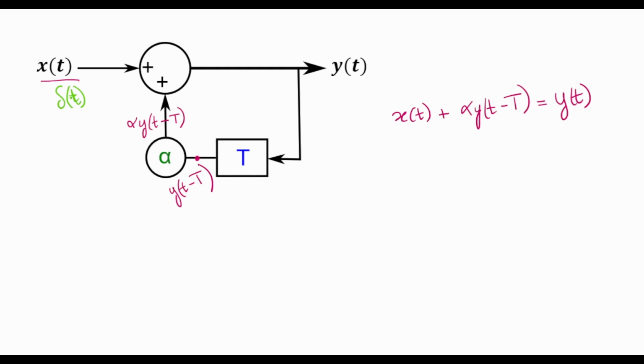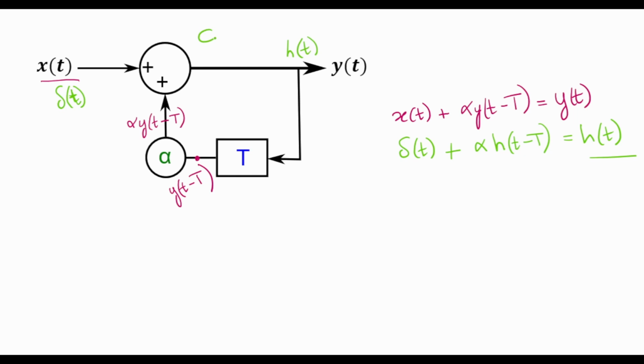Now in order to find the impulse response, we know that the input has to be a delta function, delta of t, and then the output of the LTI system when the input is a delta function is h of t, or the impulse response. So replacing x of t with delta t in this function, delta t plus alpha times h of t minus T is equal to h of t. And we are interested in finding h of t, which is the impulse response.